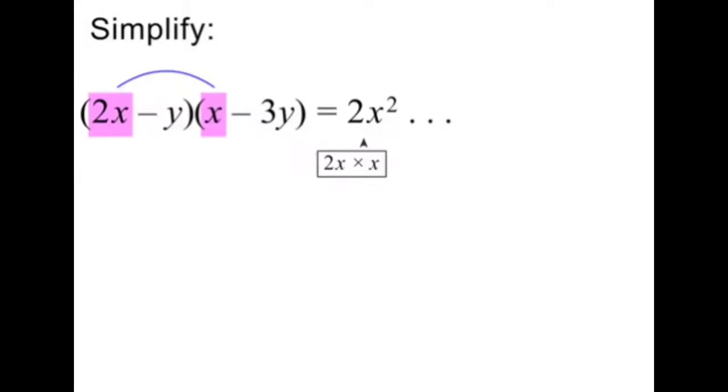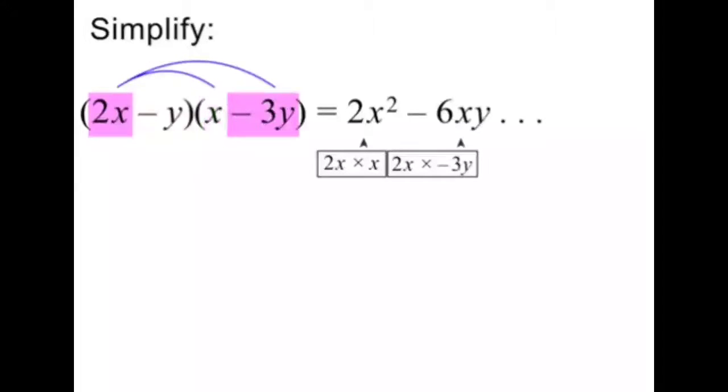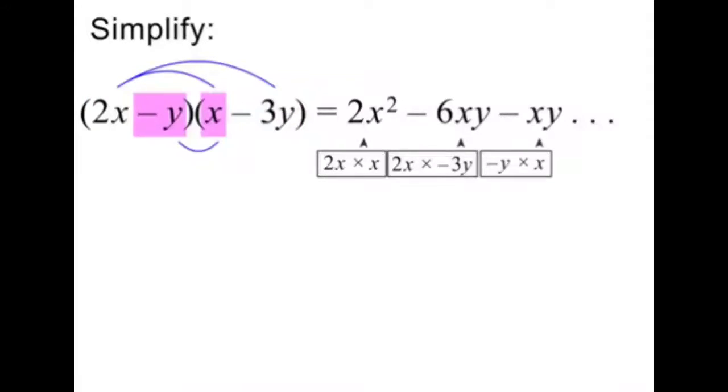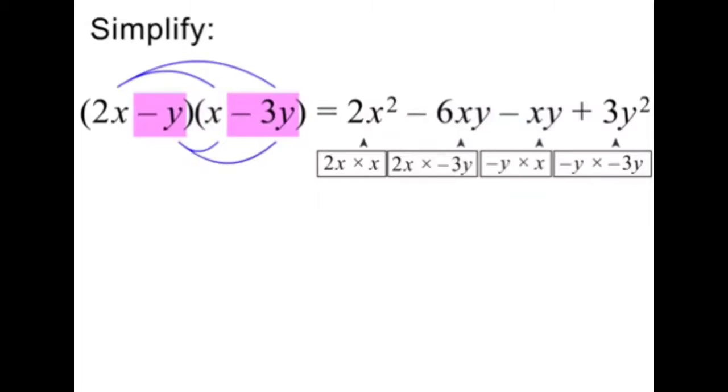We begin with the first terms. 2x times x equals 2x squared. Then the outer terms, 2x times minus 3y equals minus 6xy. Then the inner terms, minus y times x equals minus xy. And then the last terms, minus y times minus 3y equals plus 3y squared.